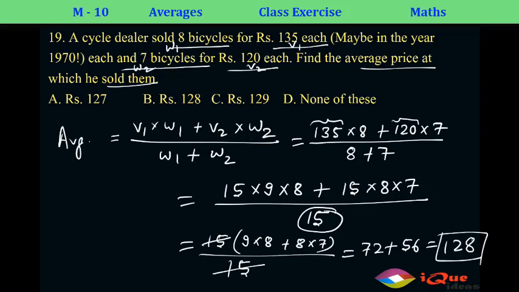I have done the calculation in one way. You may choose to use your own method also. The idea is to get it correct. That is 128. So the answer is B option for this question. Let's go to the next question now.